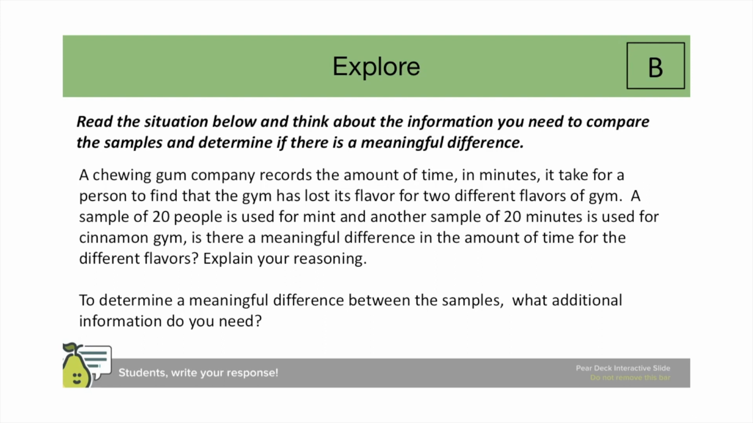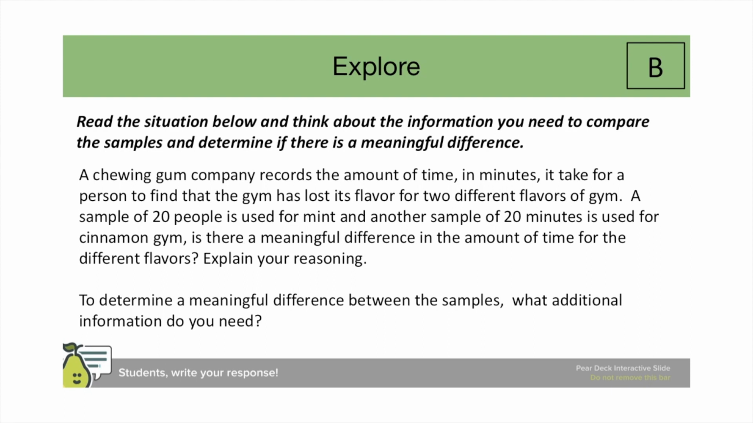For the Explore, students are going to be given two different situations, and they need to think about the information needed to compare the samples, and when they are given that information, to determine if there is a meaningful difference. For this slide, the situation reads as follows. A chewing gum company records the amount of time in minutes it takes for a person to find that the gum has lost its flavor for two different flavors of gum. A sample of 20 people is used for mint, and another sample of 20 people is used for the cinnamon gum. Is there a meaningful difference in the amount of time for the different flavors? Explain your reasoning. To determine a meaningful difference between samples, what additional information do you need?